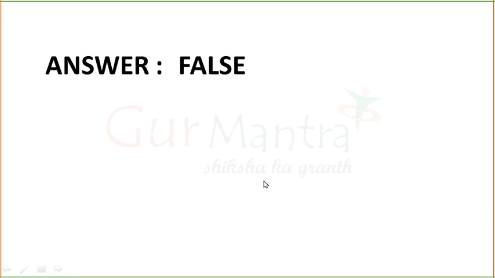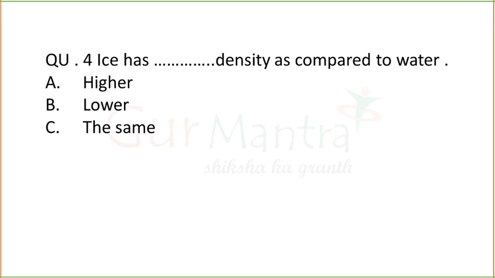This statement was wrong. Next question number 4 is, ice has dash density as compared to water. You have learned this in the previous slide that ice has the lower density as compared to water. So the correct option should be A.